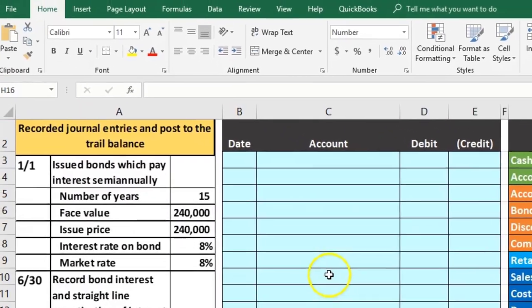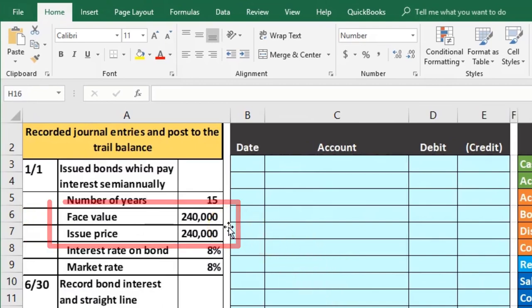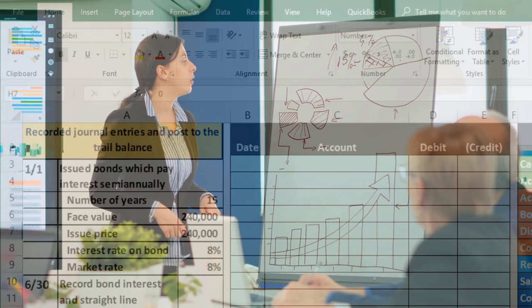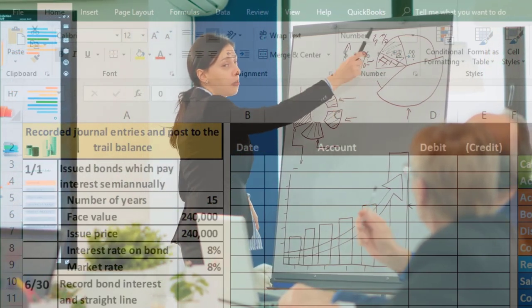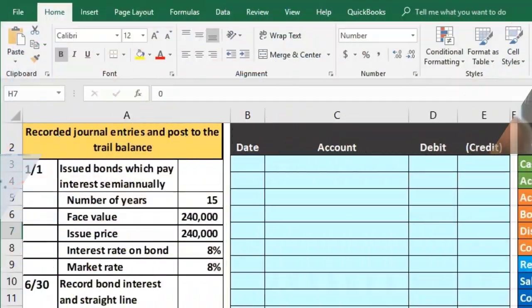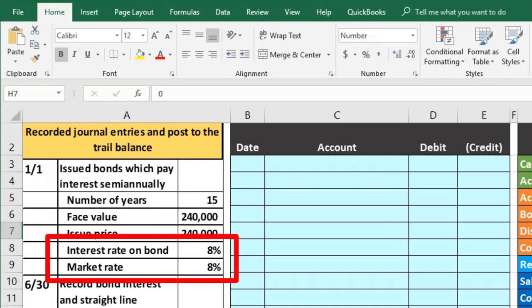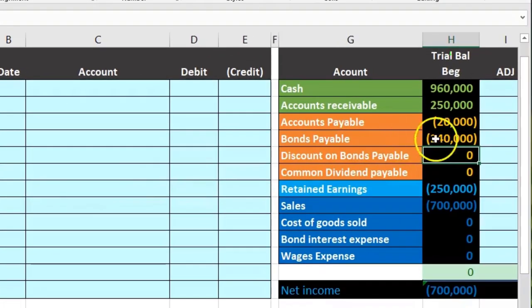The bonds went on the books for $240,000, face amount equaling the issue price. So it's on the books for the $240,000. In other words, there's no discount and no premium, so we don't have to worry about those at this time. That's nice. We're going to pay interest at a rate of 8%. Note that the market rate is also 8% because when it was issued, it was 8%. And that's why there's no discount or premium.